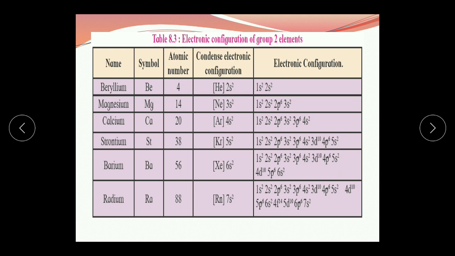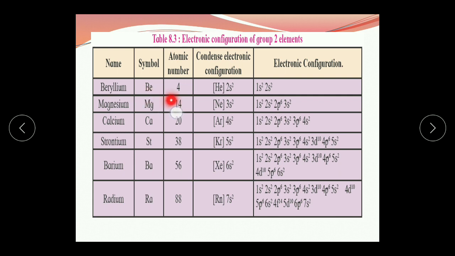This table shows the electronic configuration of alkaline earth metals, or group 2. Here, you see the outer electronic configuration is ns2. So the last shell, 2, 3, 4, 5, 6, has the s subshell with 2 electrons. The nth shell is the ultimate shell. So the general outer electronic configuration of alkaline earth metals is ns2.